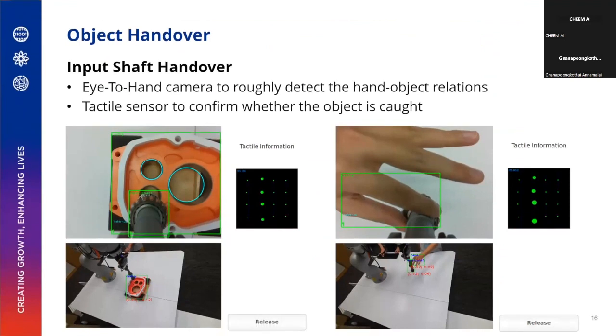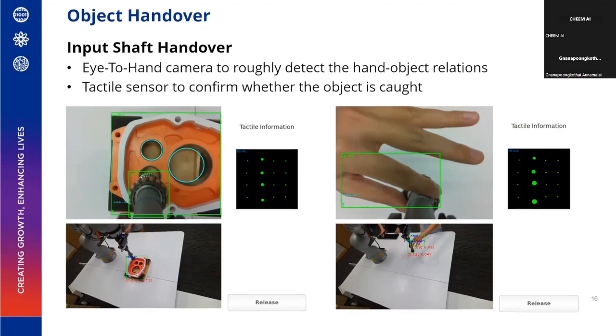We also use our system for the input shaft handover. That means a handover task. We use the global camera, the eye-to-hand camera, to roughly detect the hand-object relations. Once the hand overlaps with the object, the system can realize that someone is taking the object like this. And we further use the tactile sensor information to confirm whether the object is caught by the human. So this is the input shaft handover task.